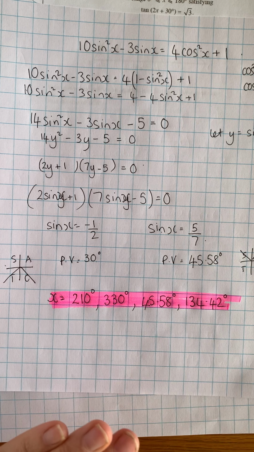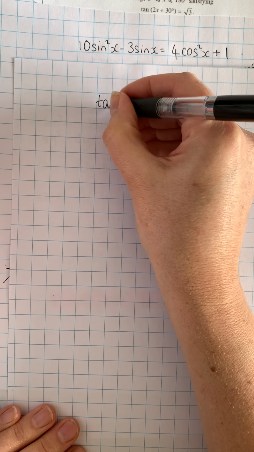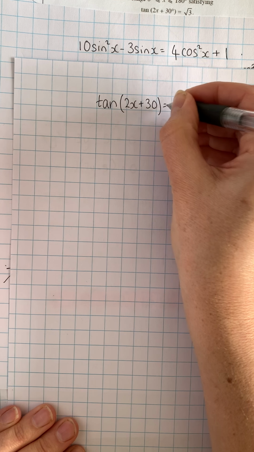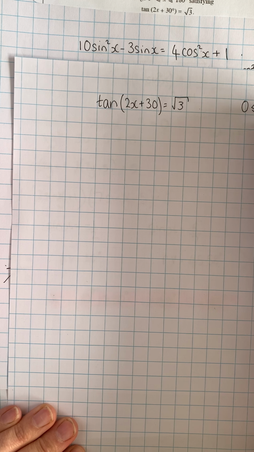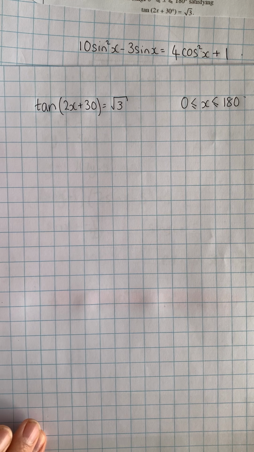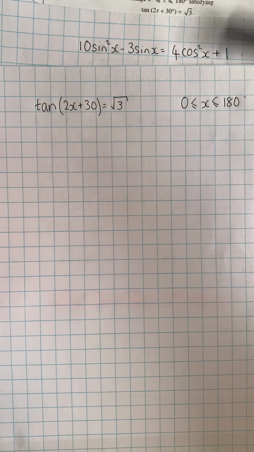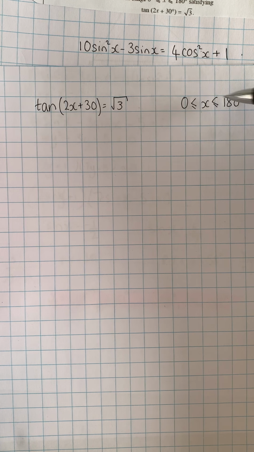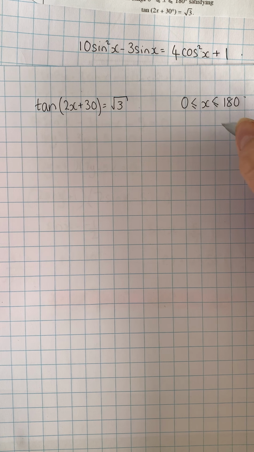Okay, part B. I want to solve tan of (2x plus 30) equals root 3, giving all solutions in the range 0 to 180 degrees. Well, when I first press inverse tan, I'm going to get my principal value. I'm going to get some answers, but they might need to be in a bigger range than that. So let's upscale this.